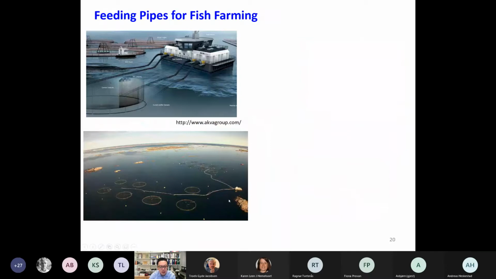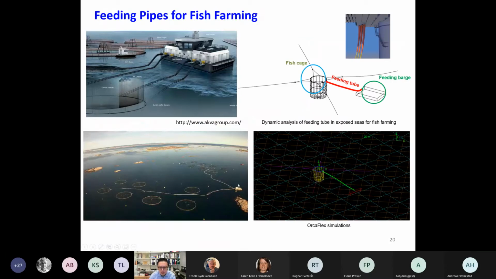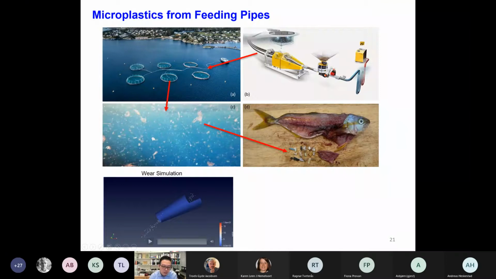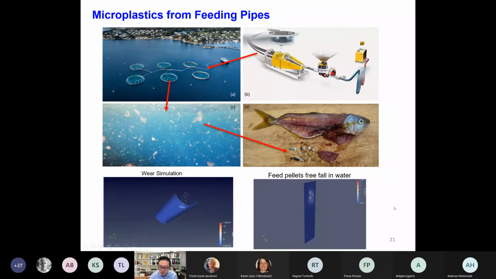And also we're working on feeding tubes, how these feeding tubes behave in the oceans. So we do the fully coupled simulations for feeding tubes and see how these feeding tubes should be arranged. Recently, we also work on how the feeding tubes affect microplastic, because they will be air-based or water-based, and then you can have some abrasion in the PVC pipe, and then we create microplastic. So we study all these abrasions, how these particles have friction on the pipe, and how much abrasion happens. And also we can study the food pellets and also all the plastic inside the water, how they behave.